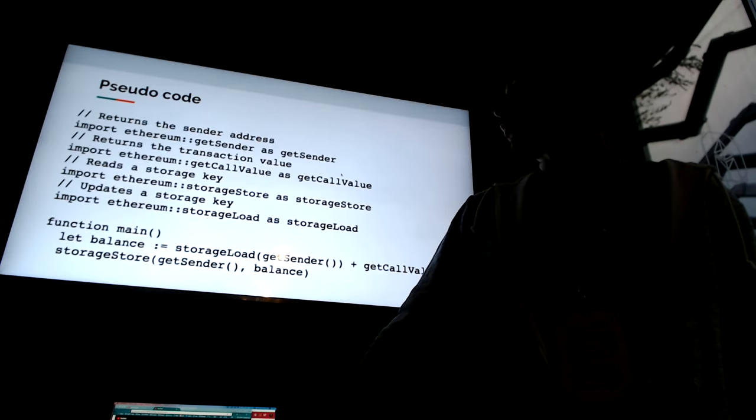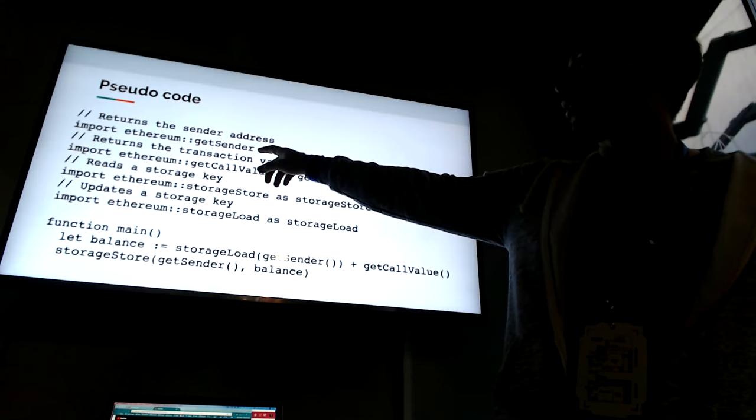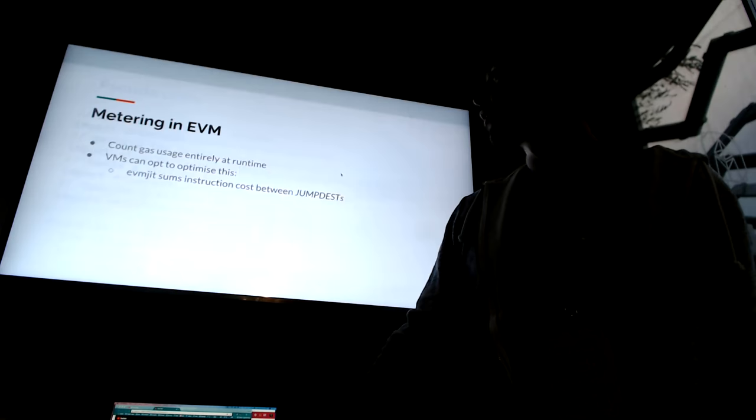These are things I said that, should we talk about this? No, it's too confusing, right? Yeah. Metering, we mentioned this already.